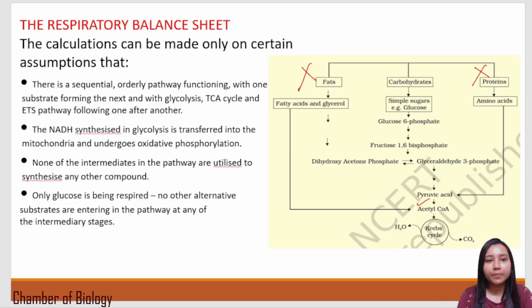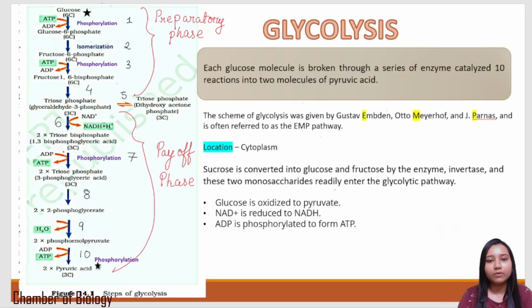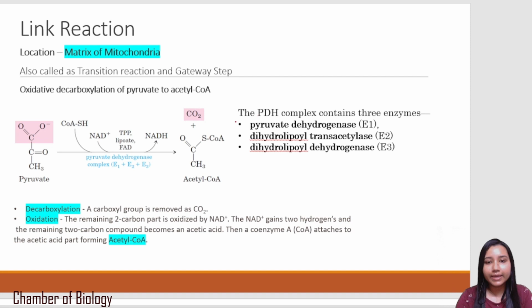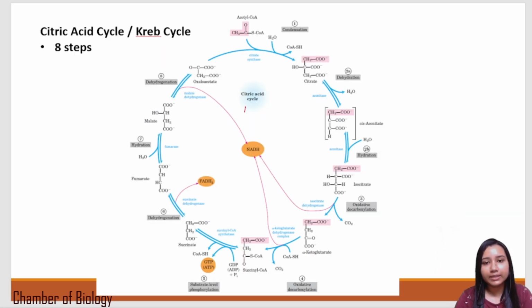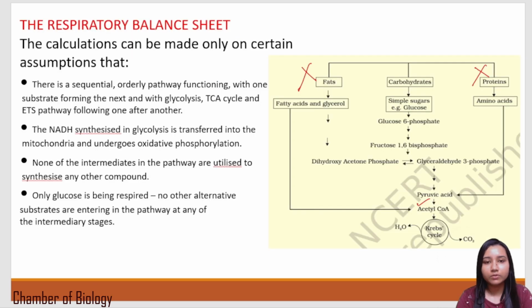So if you all remember, I have been teaching you glycolysis, right? In glycolysis we have seen there was not only ATP, the NADH was also released. Then we have also studied that in the link reaction also the NADH was released, and then in the citric acid cycle NADH as well as FADH were released. So we are going to consider all this when we calculate.